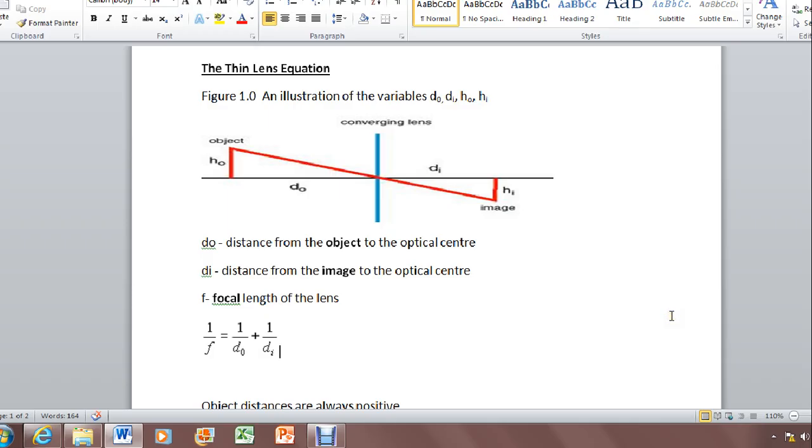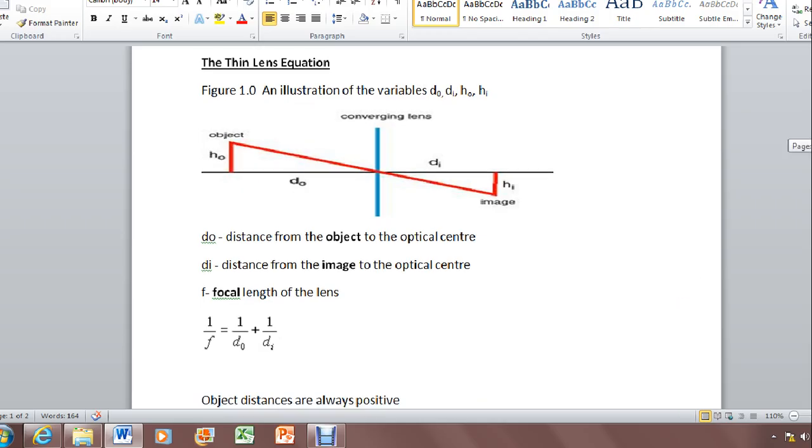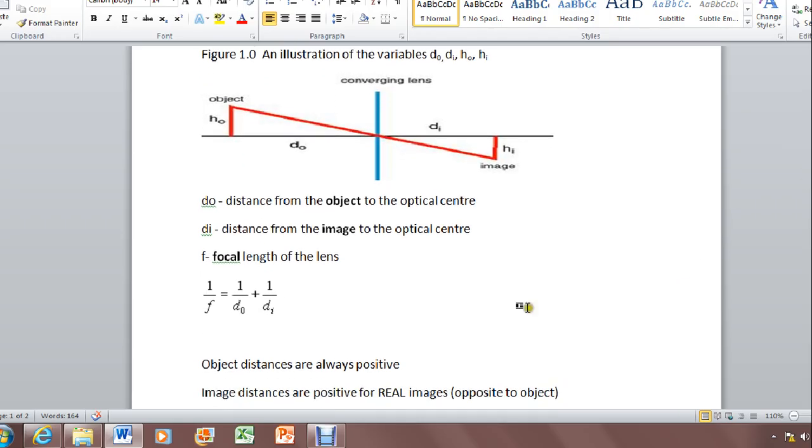All right, so a couple things that we need to remember to use the thin lens equation properly is to follow the following conventions. Okay, so one thing to keep in mind is that object distances, so the object distance from here to the lens, is always going to be positive.